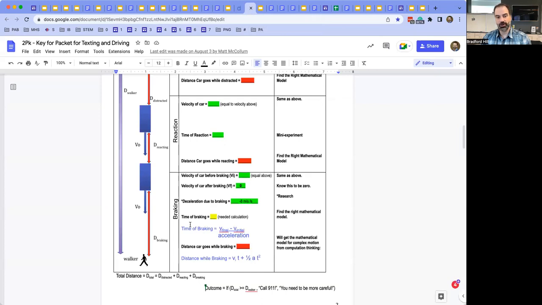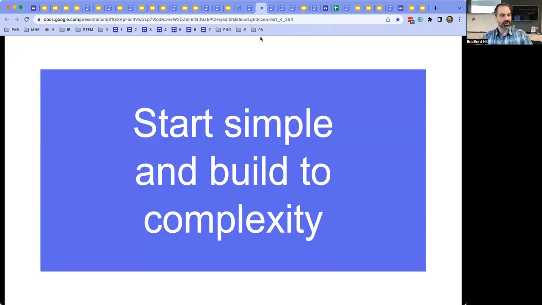And you guessed it, we go and put in our system analysis. And then what do we do next? Students should be able to figure it out. We've got to figure out the distance the car goes while braking. So again, start simple, build the complexity. Hopefully you're seeing that come up again and again.